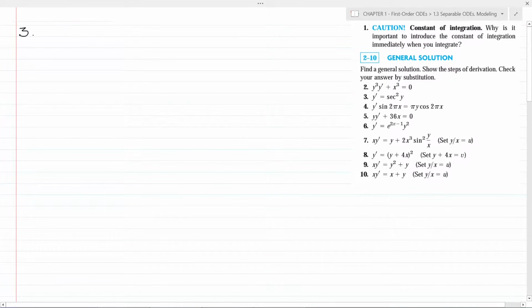Problem 3. The differential equation is y dash is equal to sec square y, which implies cos square y y dash is equal to 1. We took all the y terms to the left side and the rest of the terms to the right hand side.